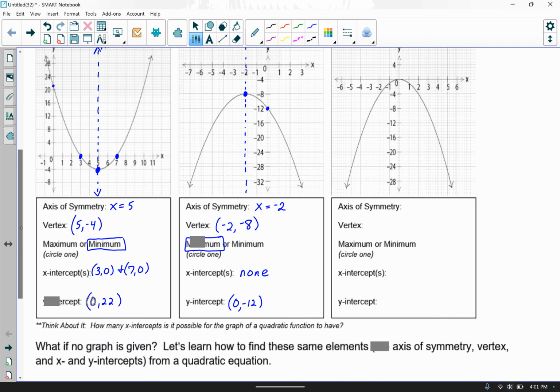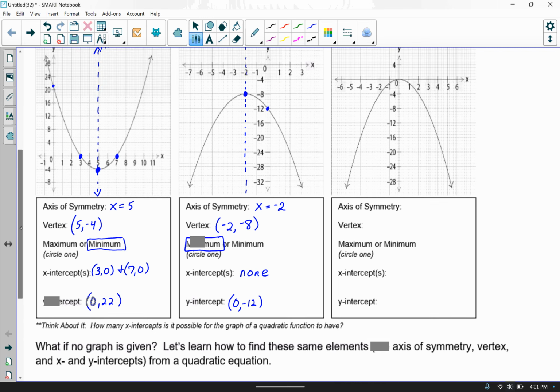So if we set this equal to 0, we get x equals a negative 7. Solve for this one, we get x equals a positive 1. So we have x-intercepts at positive 1 and negative 7. So I've got 2 x-intercepts.